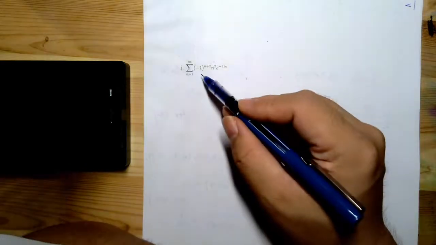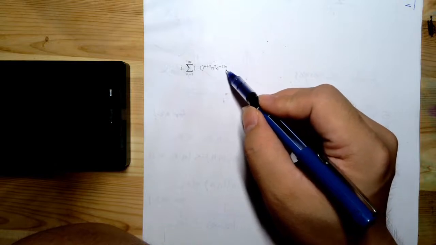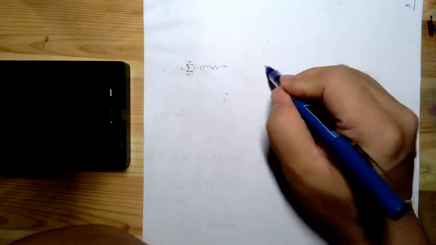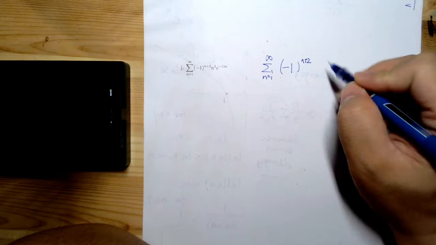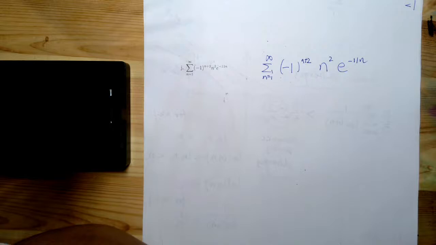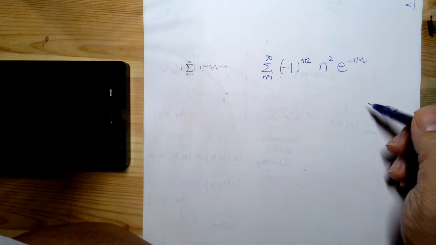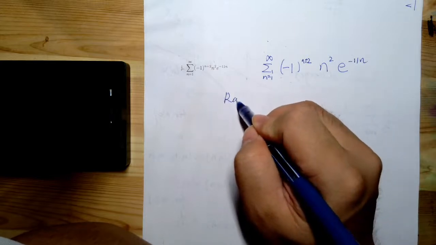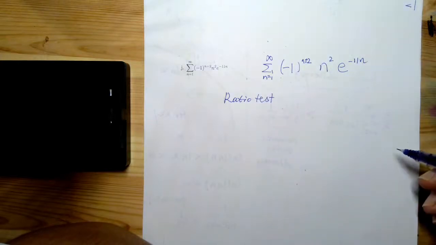It's (-1)^(n+2) n^2 e^(-11n). So this is too small, okay, so that's a problem. Now we can try a couple of them. We can do the ratio test, we can also do the root test. So why don't we do ratio this time, because the above one we just did with the root test.